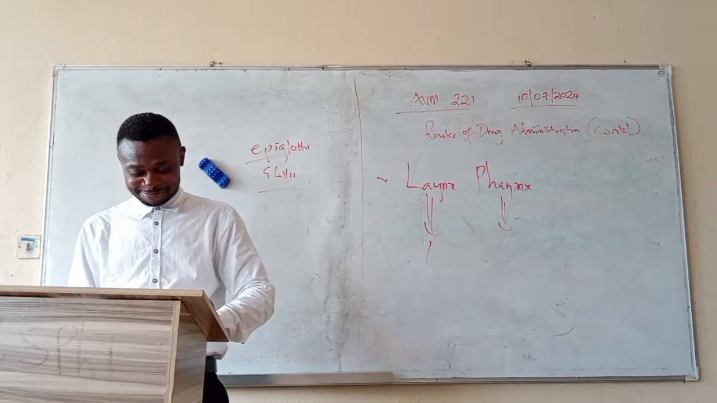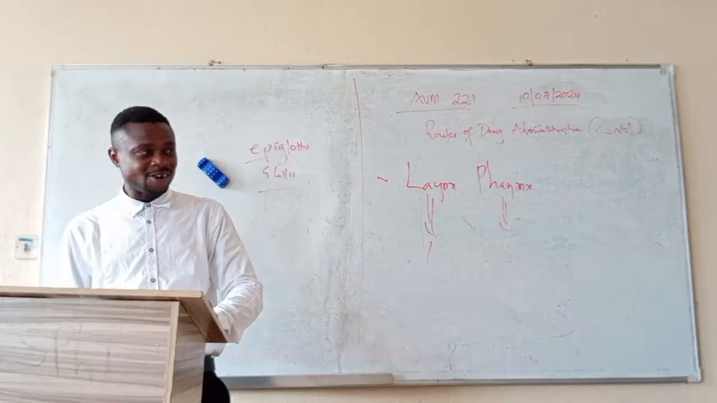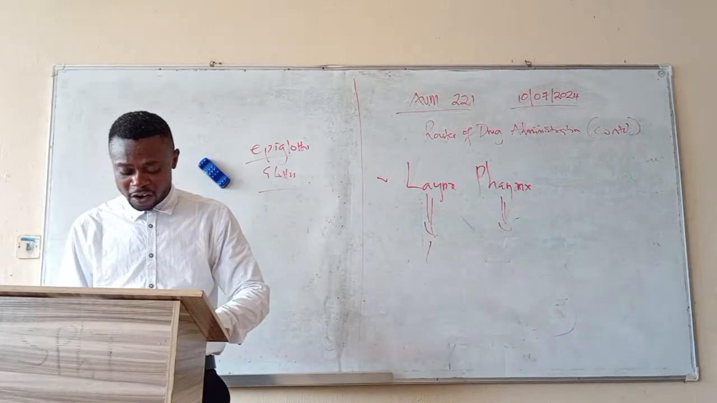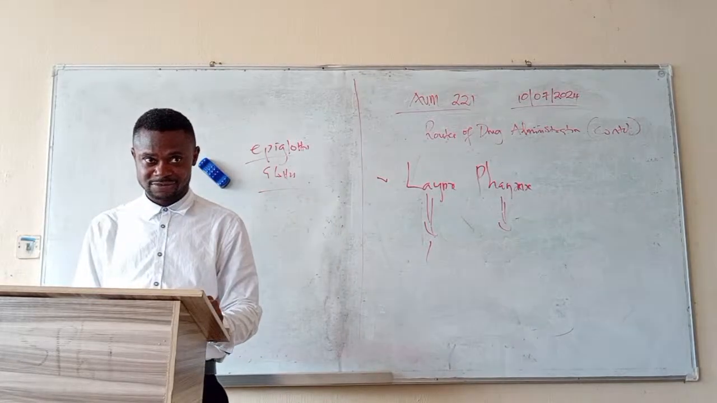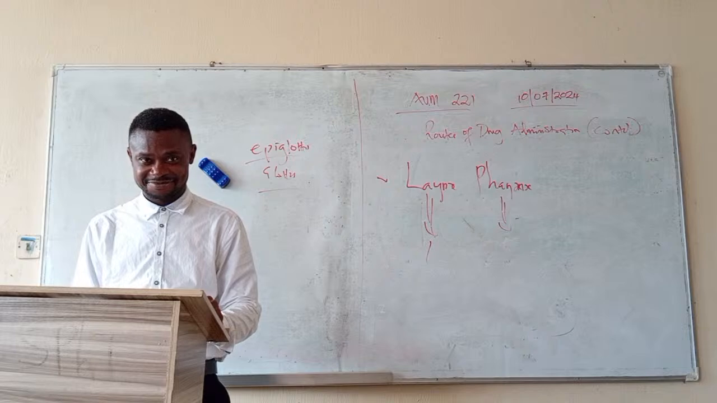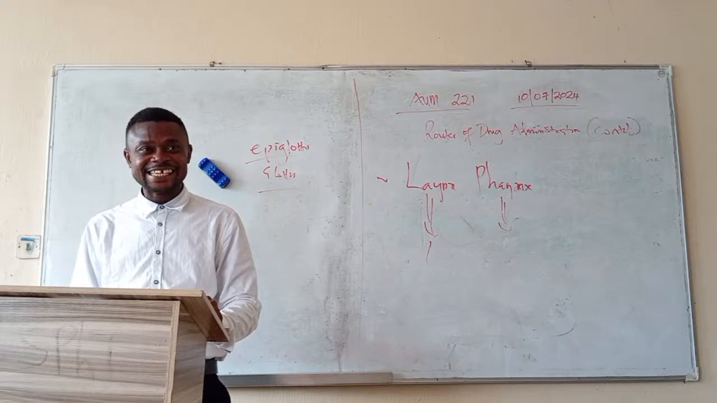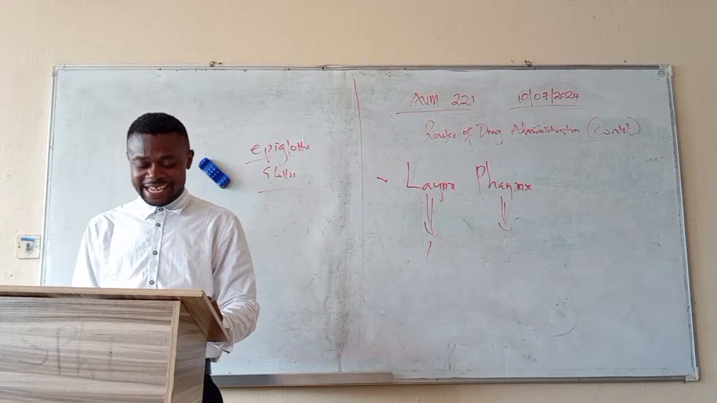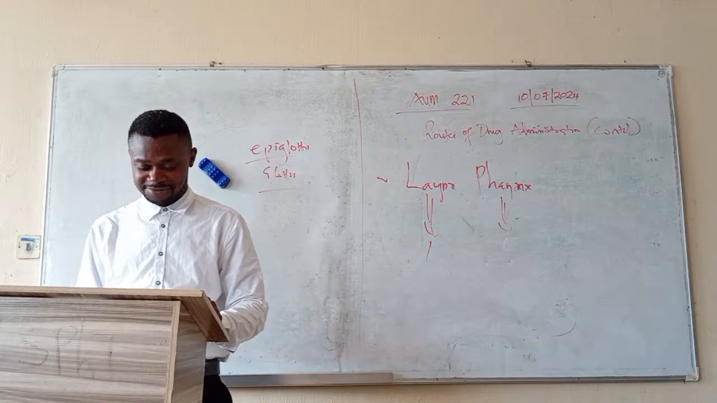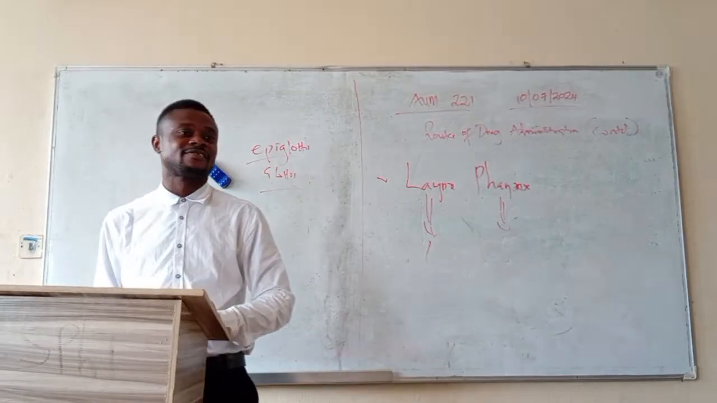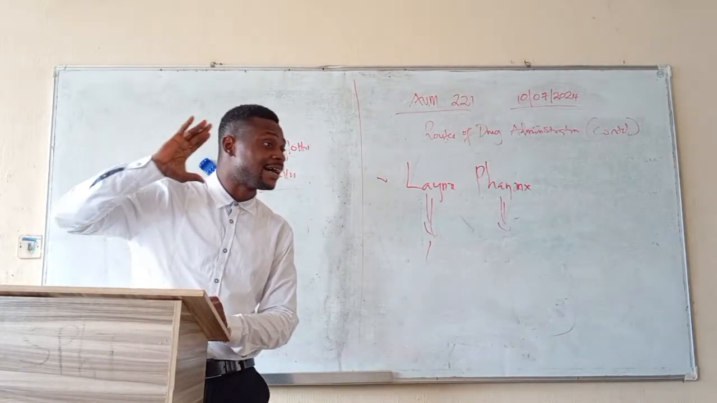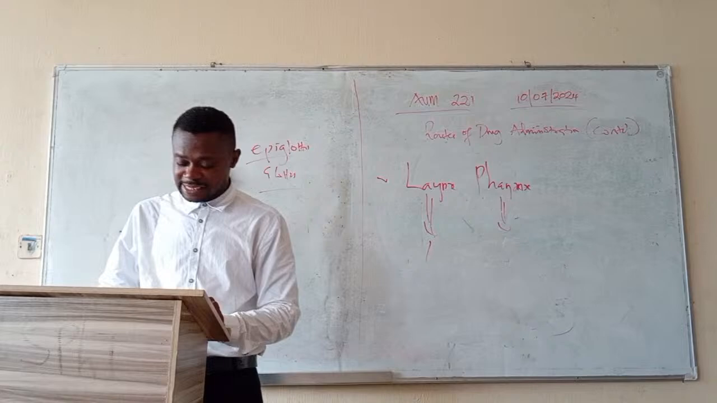B says toxicity and overdose may be overcome with antidotes. C. Drugs go directly to the systemic circulation. D. It is relatively safe. So what's the answer? C. Okay, C. C says drugs go directly to the systemic circulation.